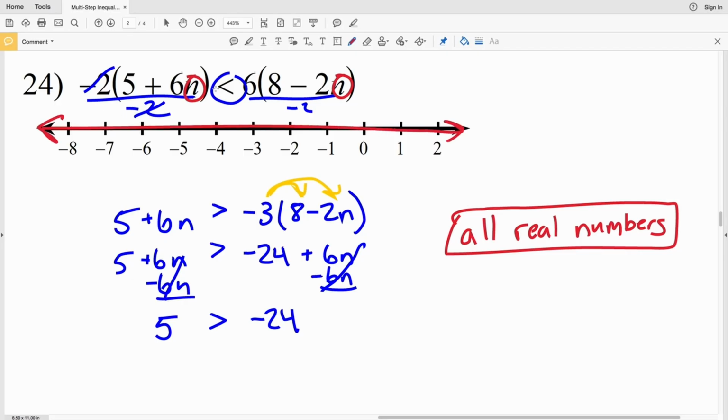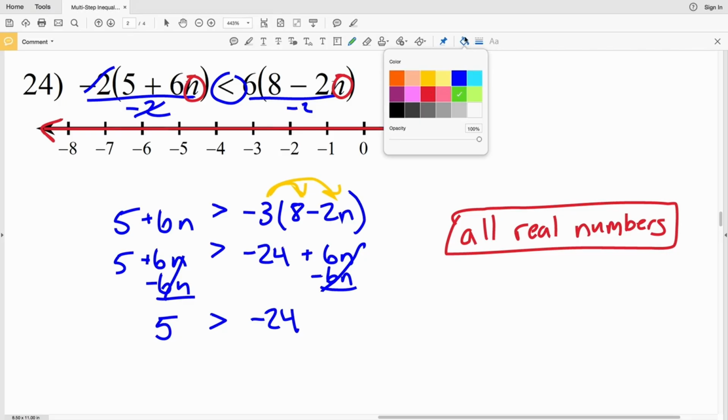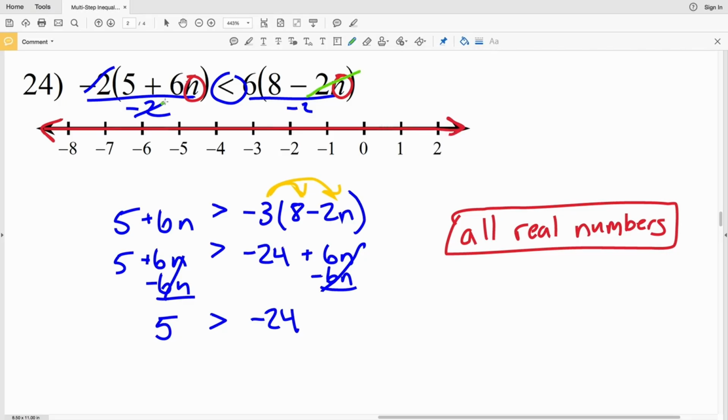And if you want to, go ahead and test. Plug in a negative 6 for n, and you'll see that this side of the inequality is indeed less than this side of the inequality. Or plug in 0. Let's go ahead and plug in 0 now. If we plug in 0 for n, we know that both of these terms will become 0. So then we're left with negative 2 times 5, which is negative 10. And that is indeed less than 6 times 8, which is 48. So this inequality is true for all real numbers.